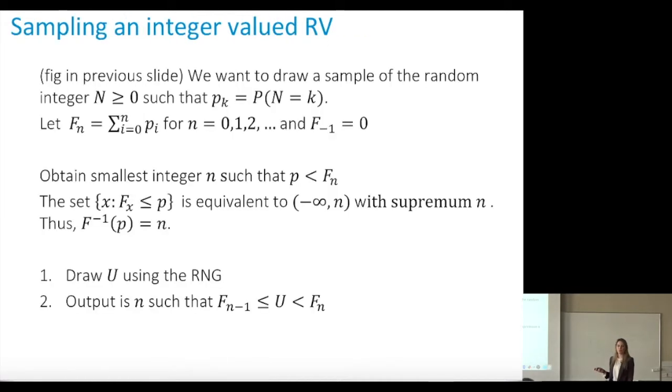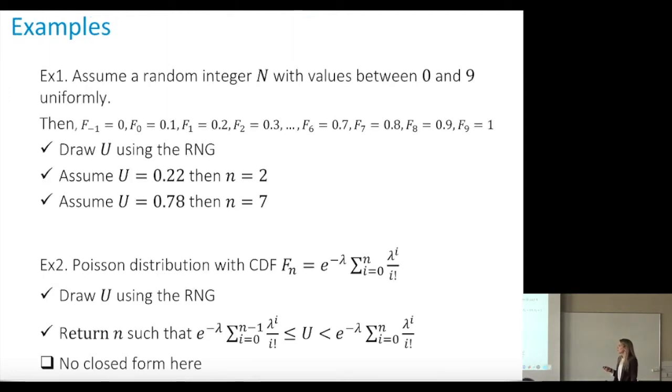It's quite difficult, but we will do an example now. Assume that we have a random integer n with values between 0 and 9, and it's uniformly distributed between these values. So its value appears with probability 1 over 10, 0.1. So the cumulative distribution function will be this one. F of minus 1 will be equal to 0 because it starts taking values from 0. F0 will be 0.1, F1 0.2, and we arrive at F9 will be equal to 1.